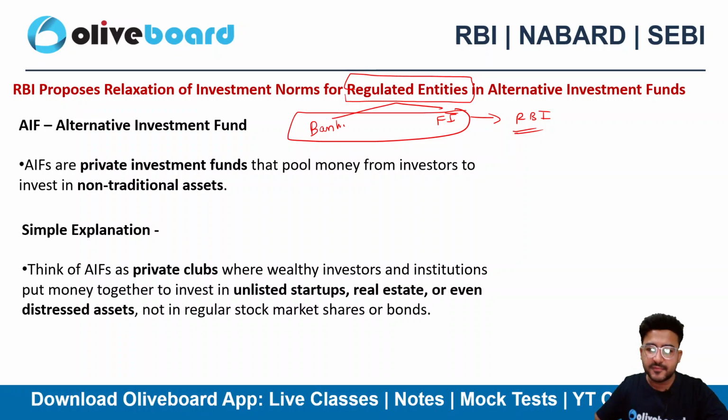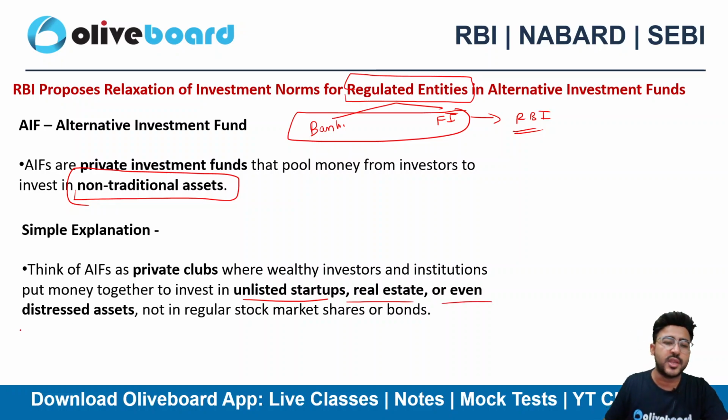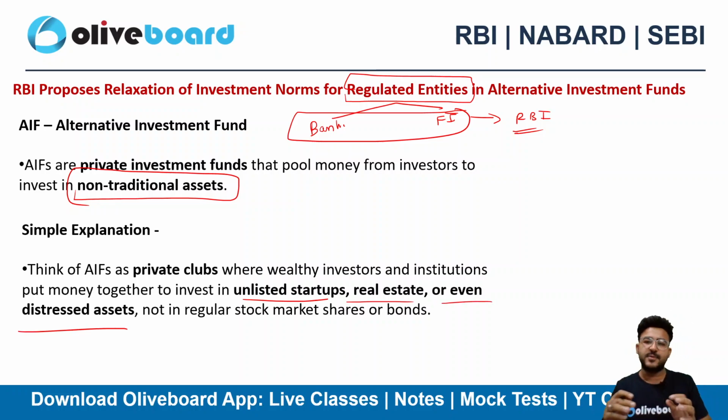However, they are investing in a different kind of asset class, mostly non-traditional. They don't invest directly in the shares and debentures of the listed companies. They are investing in unlisted startups, in real estate, or even in distressed assets. So they are taking the real risk, and mostly HNIs, high net worth individuals, and institutions invest their money via AIF, alternate investment funds, right?